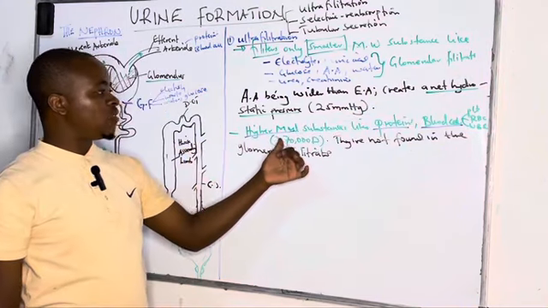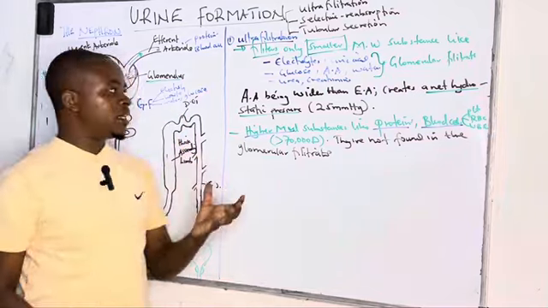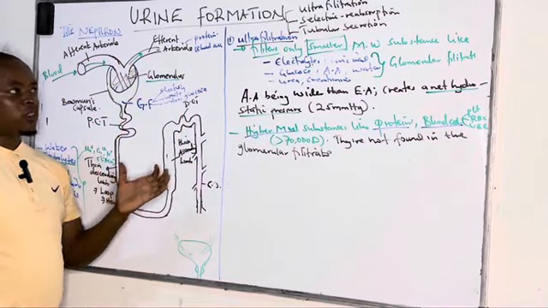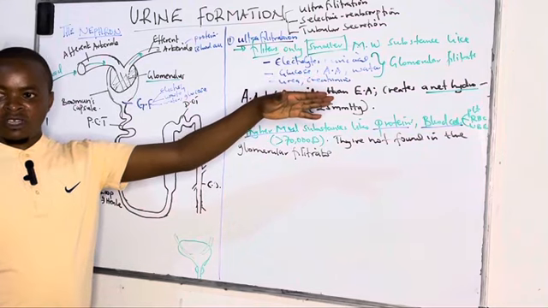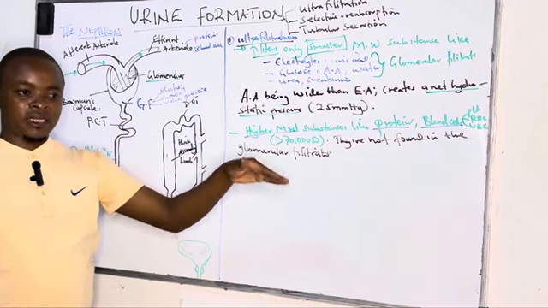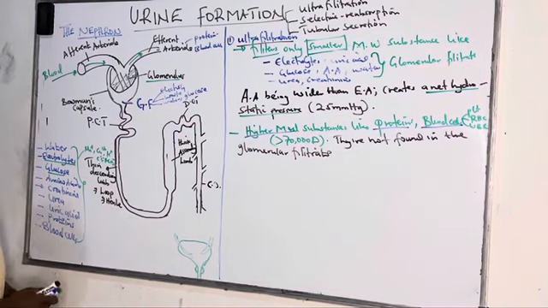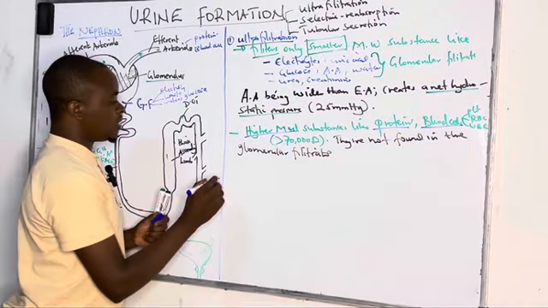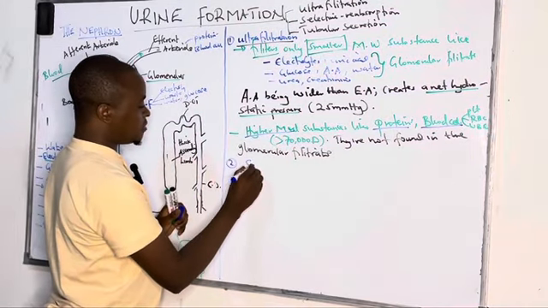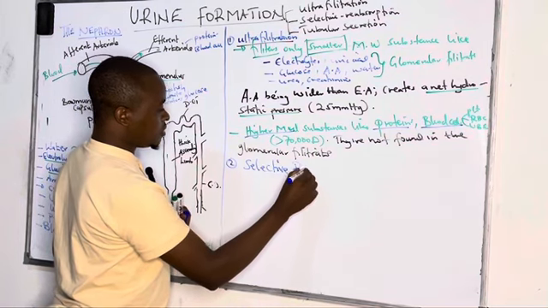Whereas the higher molecular weight substances like proteins and blood cells, being large in size, cannot be filtered. So they continue into the efferent arteriole and go back into the circulation. That's why we don't find blood cells and proteins in the normal urine of a person. So that is ultrafiltration. And this leads us to the second stage, which is selective reabsorption.